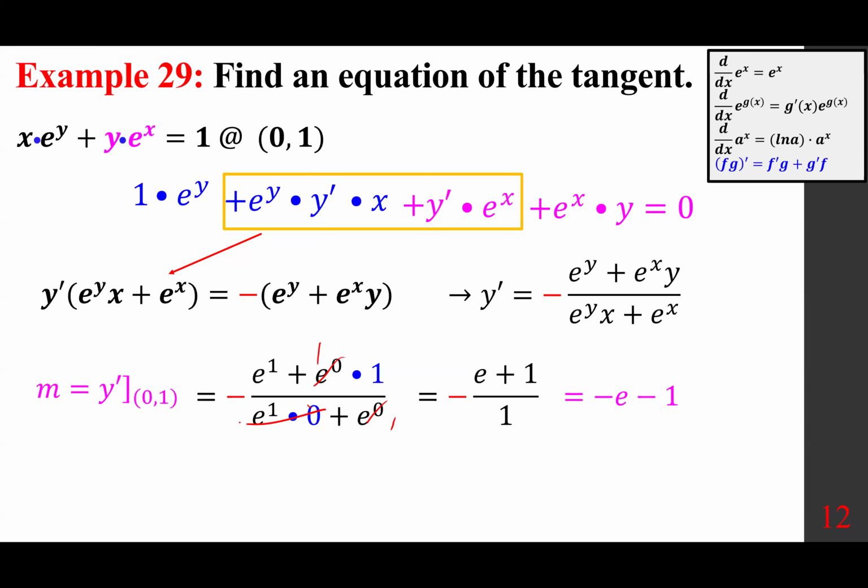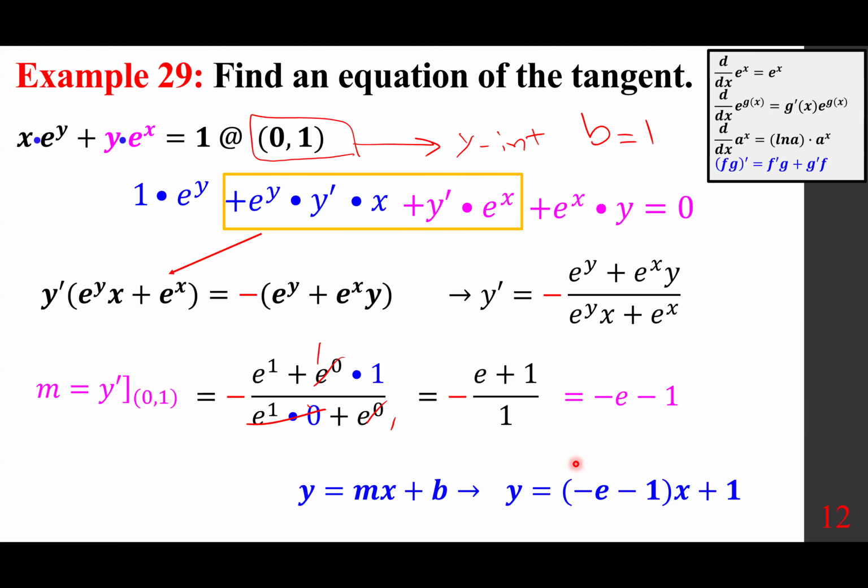Now, when we go back to this pair, this is the y-intercept. Therefore, b equals 1. So using y equals mx plus b, we're going to put this in front of x and then add 1. And this is an exact answer. Y is parentheses minus e minus 1 times x plus 1. So it's pretty straightforward. I hope everybody's okay with that.